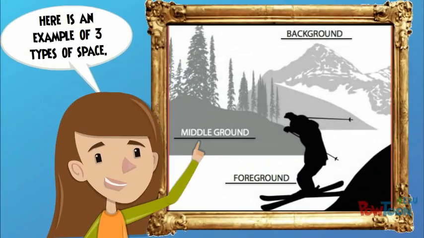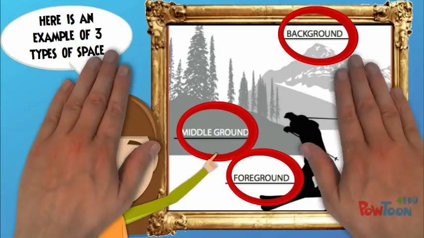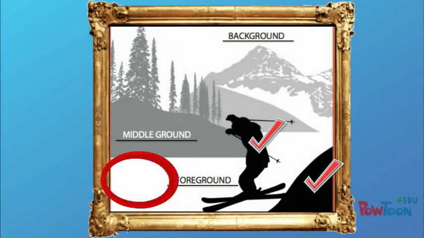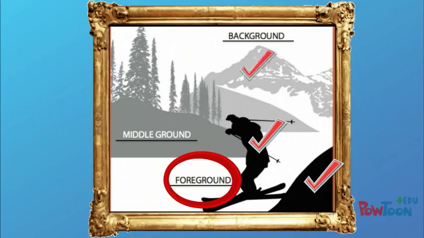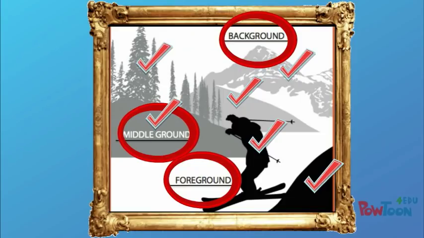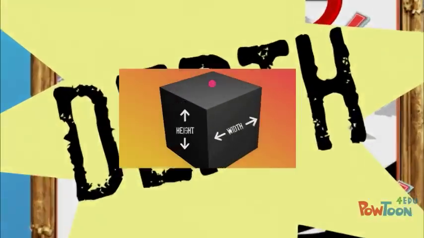Here is an example of what constitutes the foreground, the mid or middle ground, and the background in an artwork. The objects in black would be considered to be in the foreground. The objects in the lighter gray are in the background, and the objects in the darker gray are in the midground. These three types of space will show depth in the artwork.